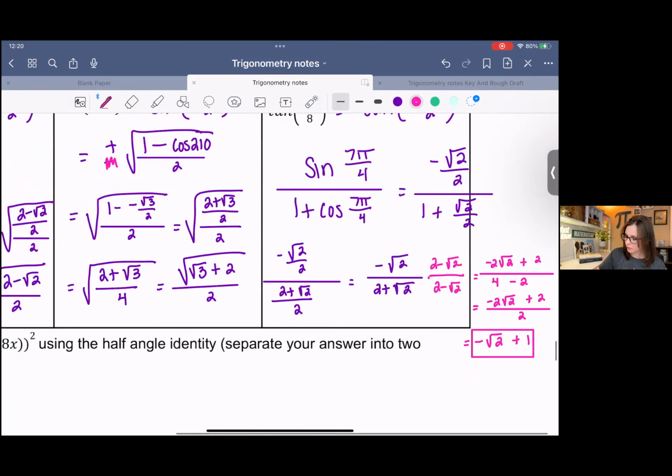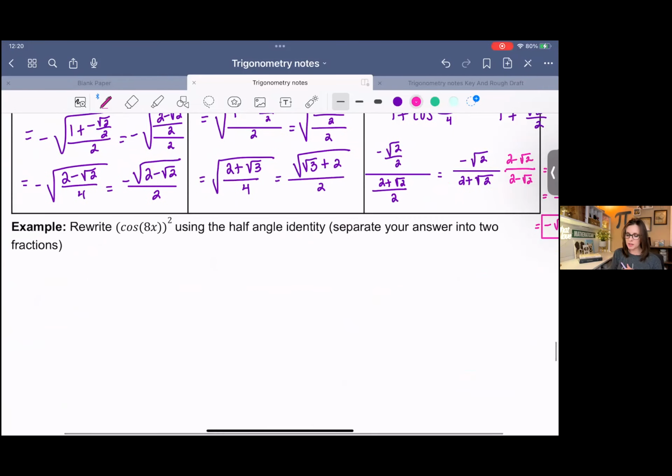Last problem here, rewrite cosine 8x all squared using a half angle identity. This looks like a little bit of a challenge, but I promise you it's not that bad. So pause it, think about it, and try it. I want you to try it. It's going to help you learn.